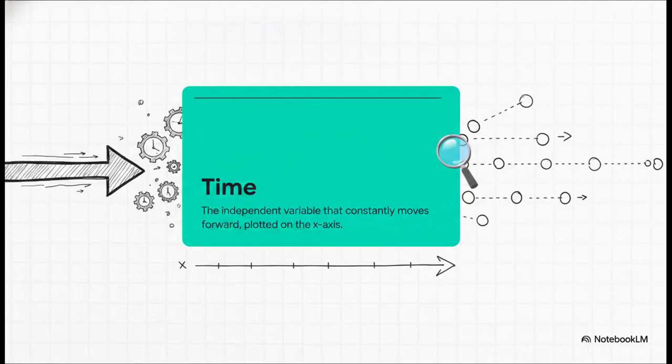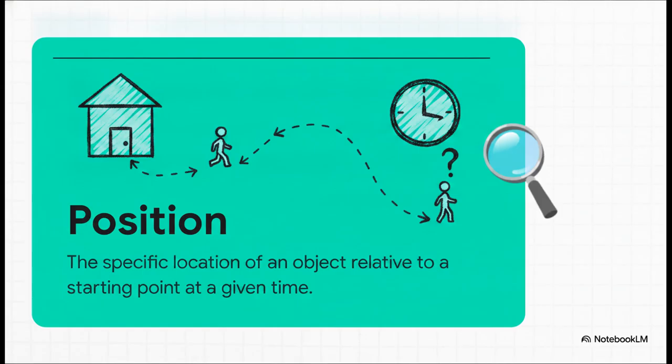Okay, now we need to know how to actually map this motion out, which brings us to graphing. Our first graphing term is time. Time is our independent variable that constantly moves forward. We almost always plot time on the horizontal x-axis because it just marches on steadily no matter what the object is actually doing. Whether you're sprinting, standing perfectly still, or flying to the moon, time is always ticking away at the exact same rate.